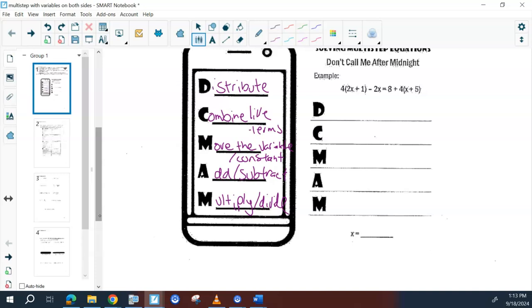So we're going to work that out in this problem by first distributing on both sides at the same time, so that we get 8x plus 4 minus 2x, bring everything else down, equals 8 plus 4x plus 20. Say that again.